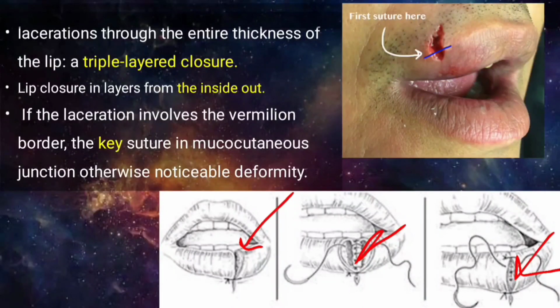Here, to repeat again, the oral mucosa is closed first on the oral side by silk or resorbable suture, and the second step is to close the muscle layer with interrupted resorbable suture, and finally the dermal layer with resorbable or non-resorbable suture.